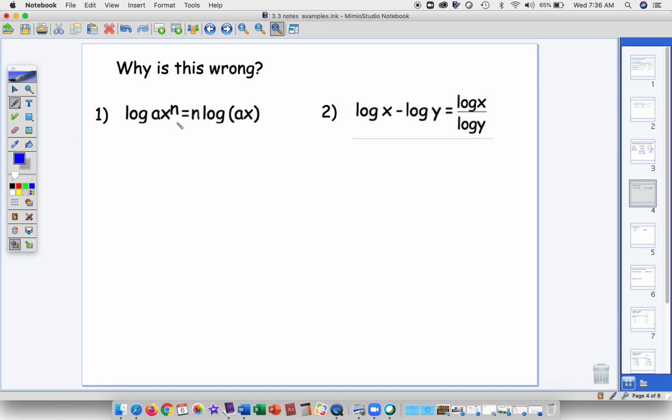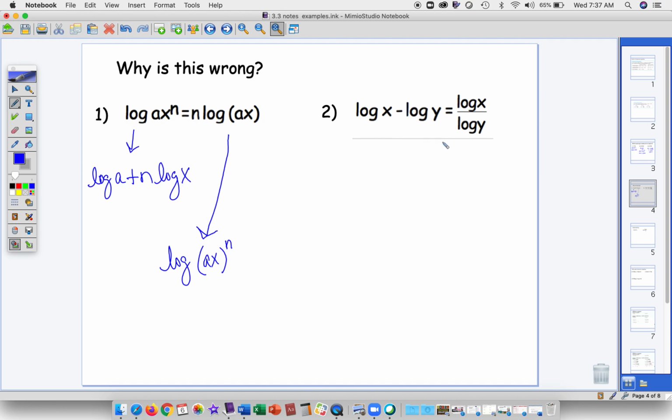If you said that it's correct because there's no parentheses around the AX, that's correct, right? So if we had this, it would expand to the log of A plus n times the log of x. And on this side, if we actually had n times the log, this would be, if we put it back, the log of ax to the nth power.